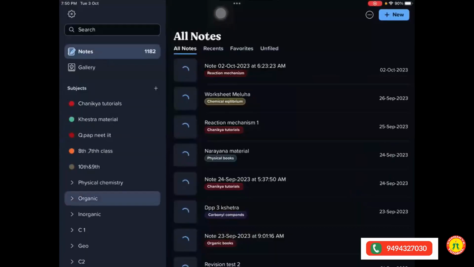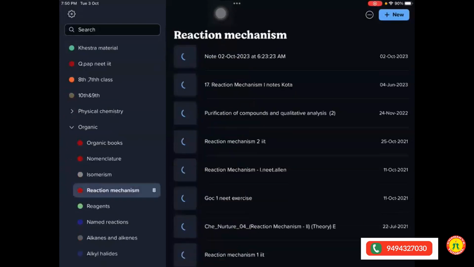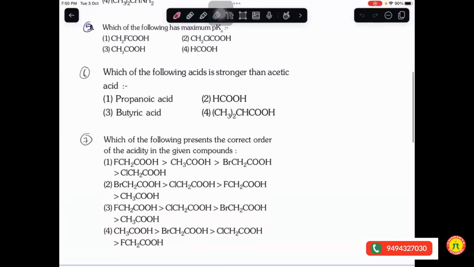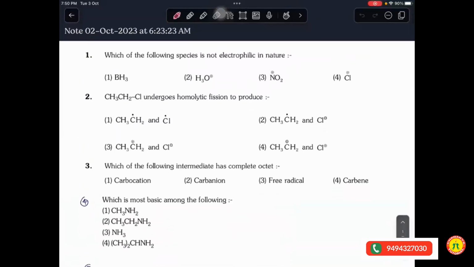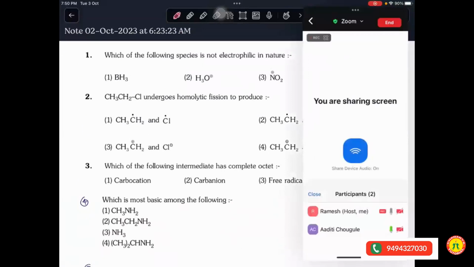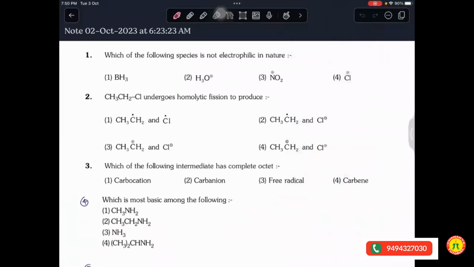What I'm thinking, reaction mechanism, right? These questions. Which questions? Second, fourth, and fifth, yes, sir. So the answer for the second one is the third option, right?